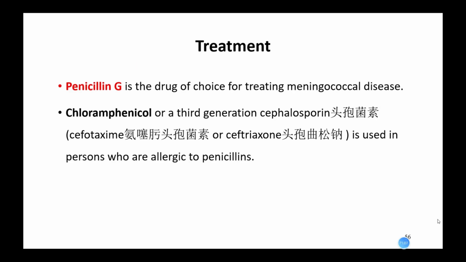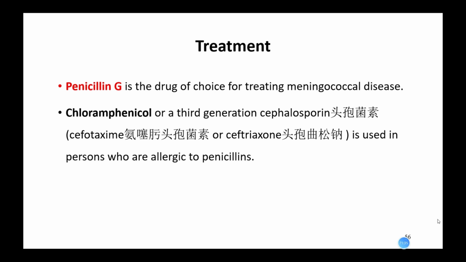To treat meningococcal infection, penicillin G is the first choice. Previously, some students asked me a question: why penicillin G? Because penicillin G inhibits cell wall synthesis in gram-positive bacteria, but this is a gram-negative bacteria.